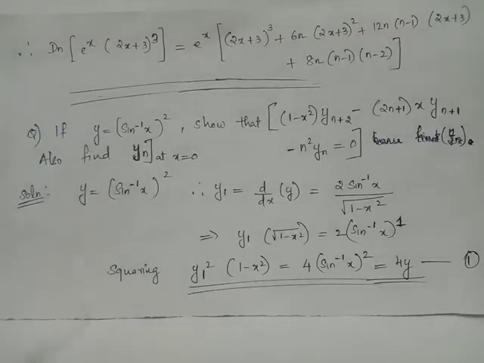y equals sin inverse x the whole square is given. Show that 1 minus x square yn plus 2 minus 2n plus 1 x yn plus 1 minus n square yn equals 0, and hence find yn at x equals 0.